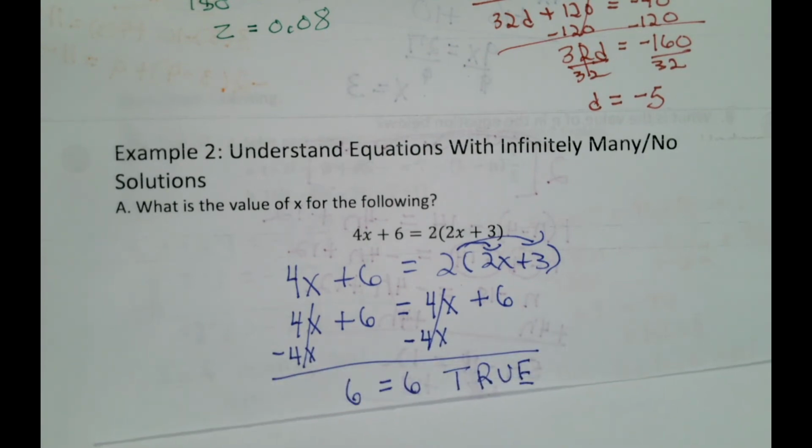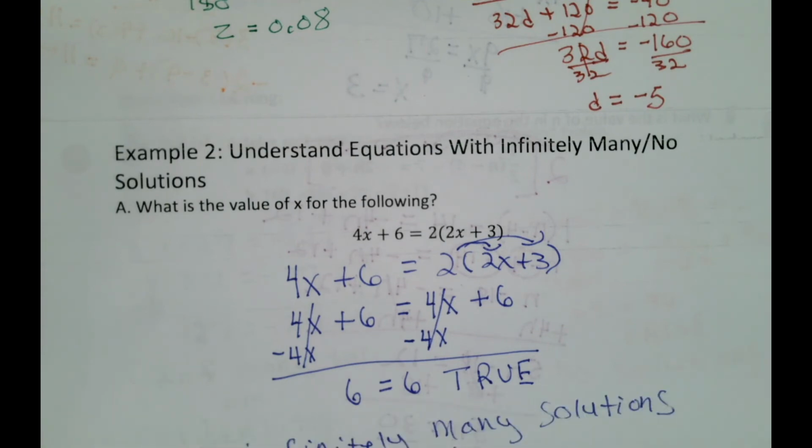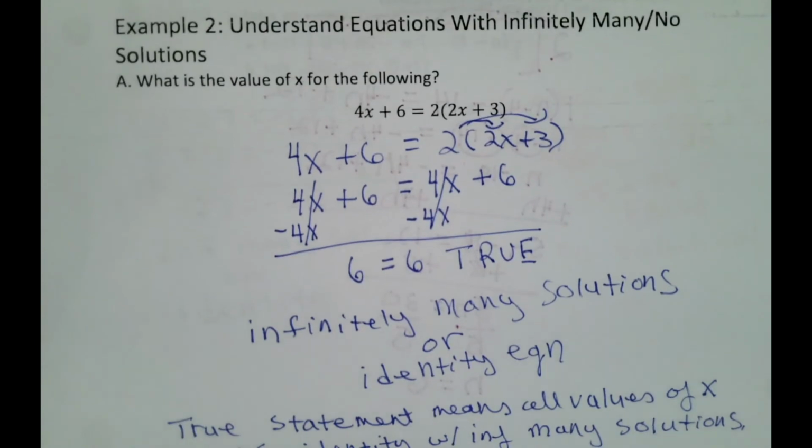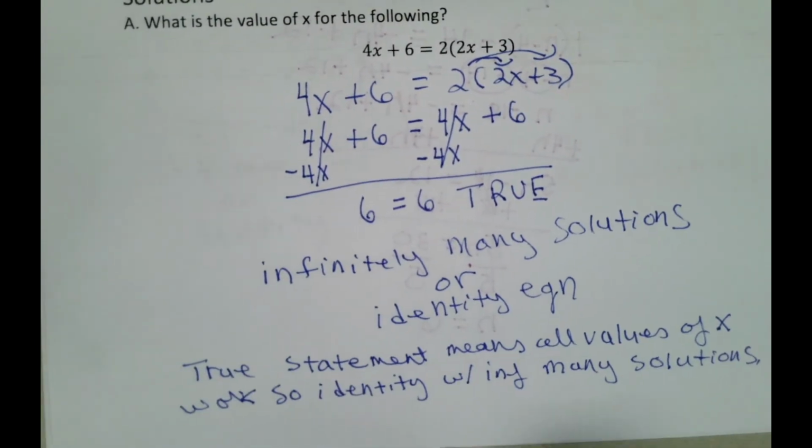And notice, we get 6 equals 6, a true statement. Since this is a true statement, it is infinitely many solutions. It's the identity equation. So this is a true statement. That means every value of x you can think of will work. So there you go. Awesome.